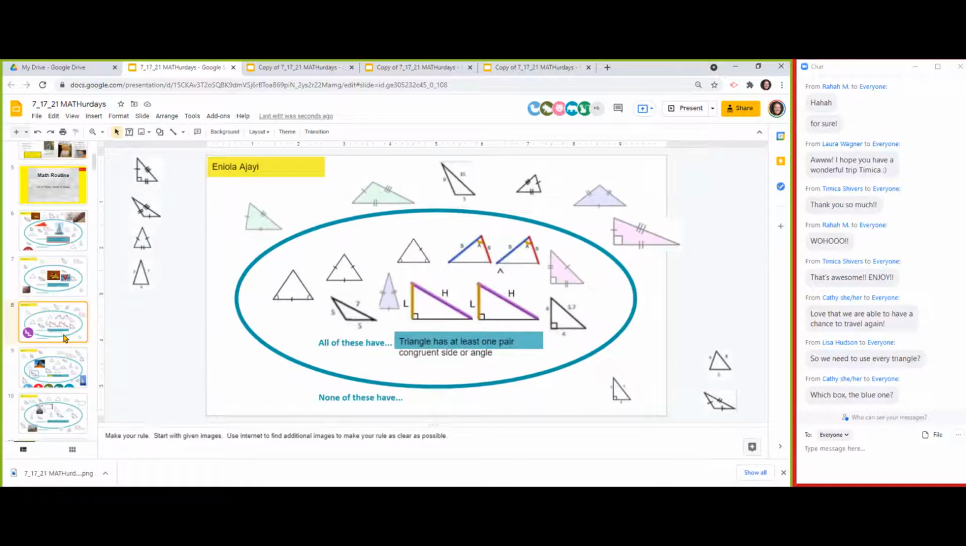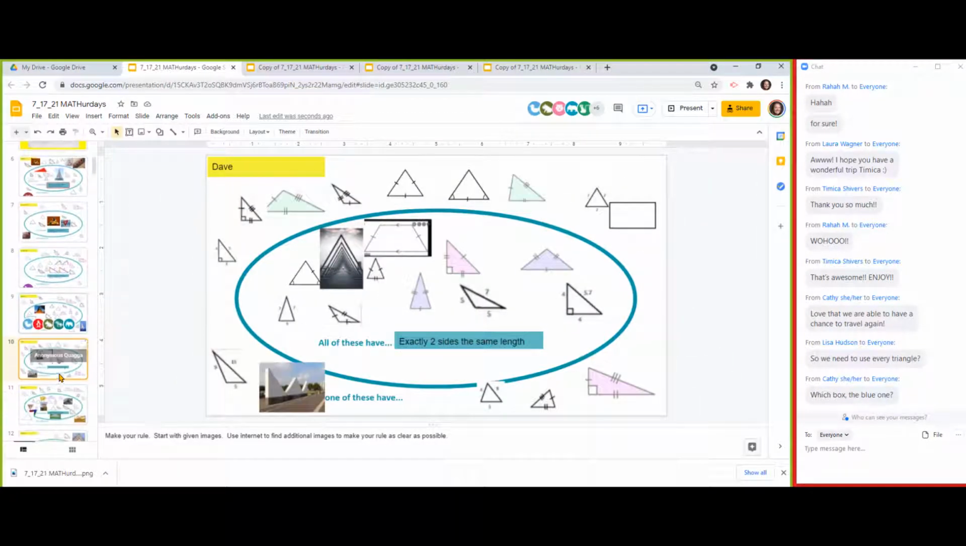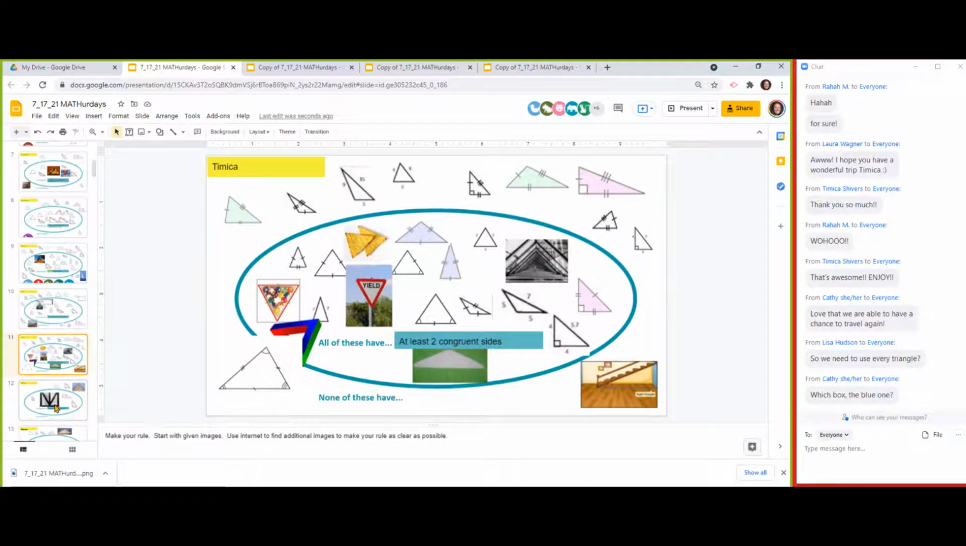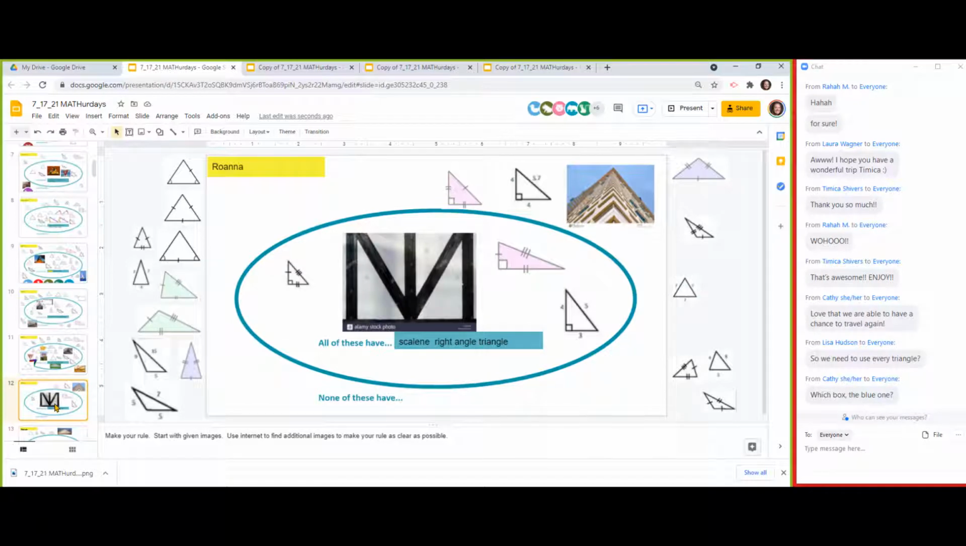Awesome. And then let's come down to, which one was it? We had a lot of "congruent at least." And then on slide 12, Roanna, you've got scalene right triangles. Are there any that you had to focus on, like ones that are scalene that are not right, or ones that are right and not scalene?